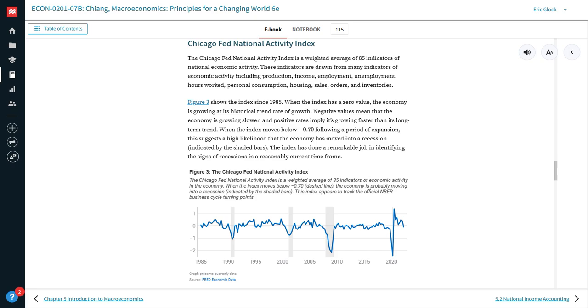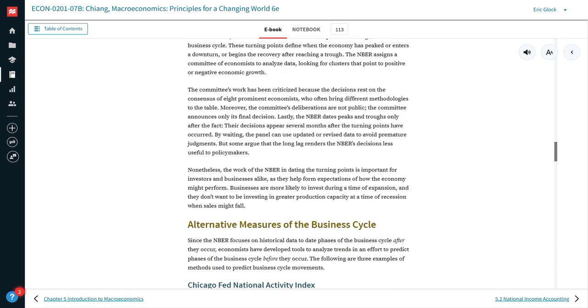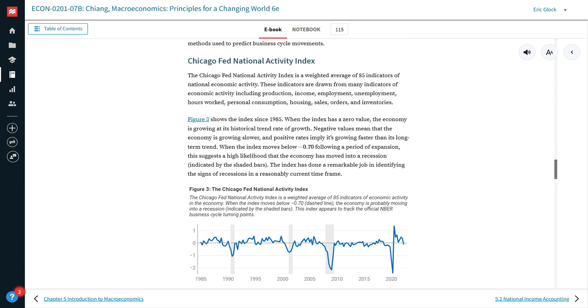So this is that trend line we saw up here, right? If we're going up nicely along this trend line, then we have a zero in this index. And if it gets to negative 0.7, then alarm bells go off, because that means there is likely to be a recession. All of these 85 economic indicators taken together, in whatever way they take them together, are not doing well. They're indicating that we're about to hit a recession.